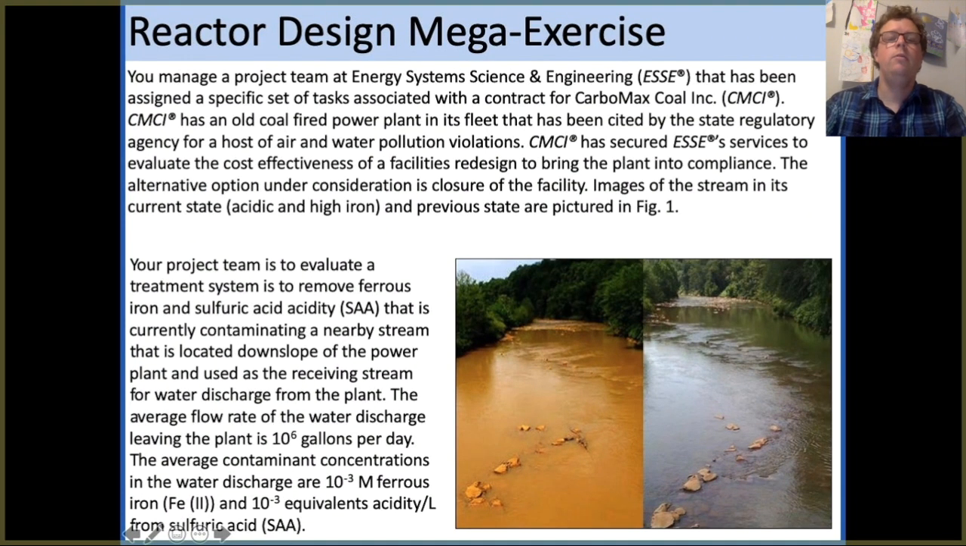I want to walk through the first task in our reactor design exercise. You'll recall from having talked about this in lecture and from the handout provided, we've got two stages here. First, we need to deal with acidity associated with sulfuric acid, and we're going to do that by adding limestone in a CSTR. And then our second task will be to deal with the ferrous iron and get that out of the water column.